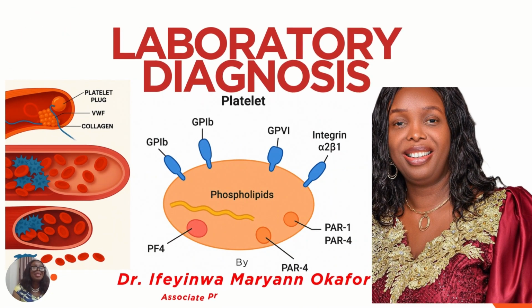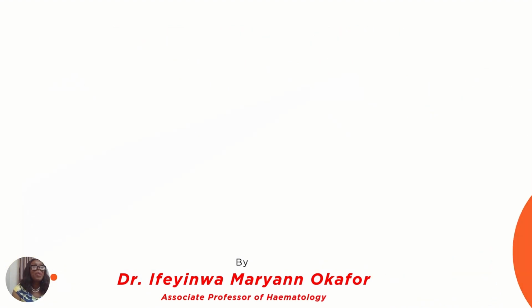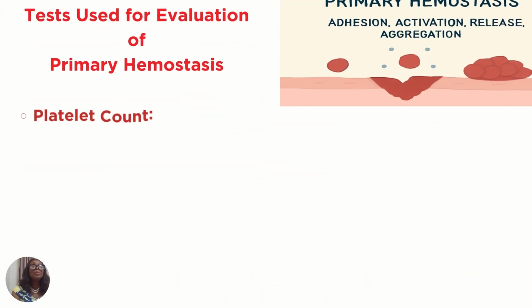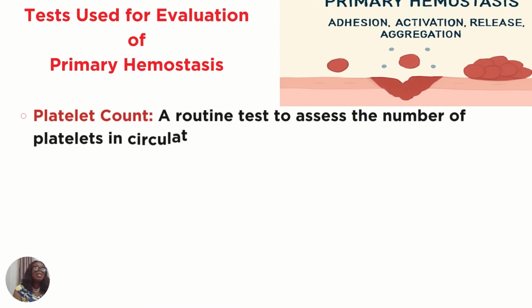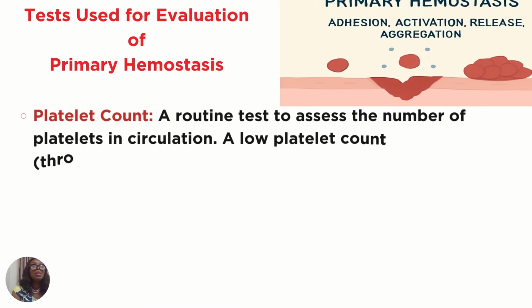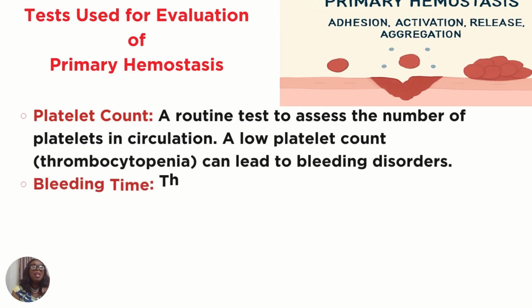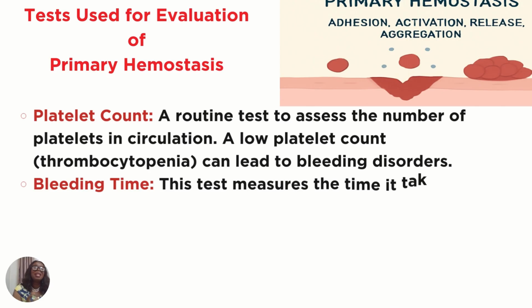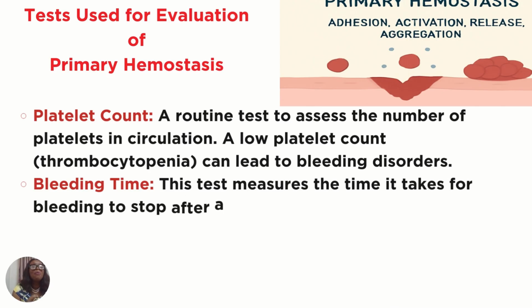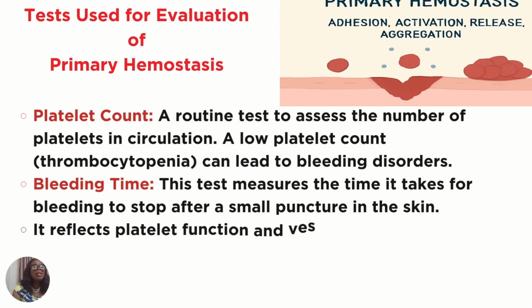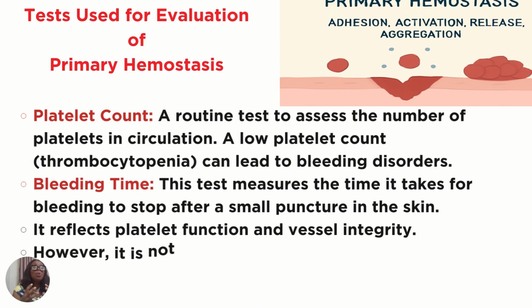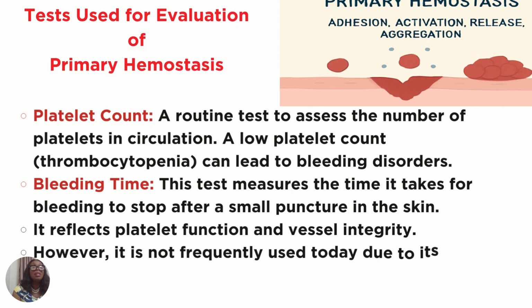Let us now look at laboratory tests that we can use to evaluate primary hemostasis. We have different tests that we can use. Number one, we have what we call platelet count. Platelet count is a routine test that assesses the number of platelets in circulation, the quantity of platelets in circulation. A low platelet count, what we call thrombocytopenia, can lead to bleeding disorders.